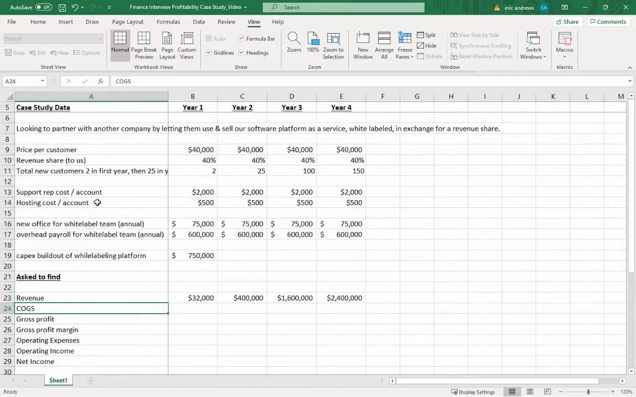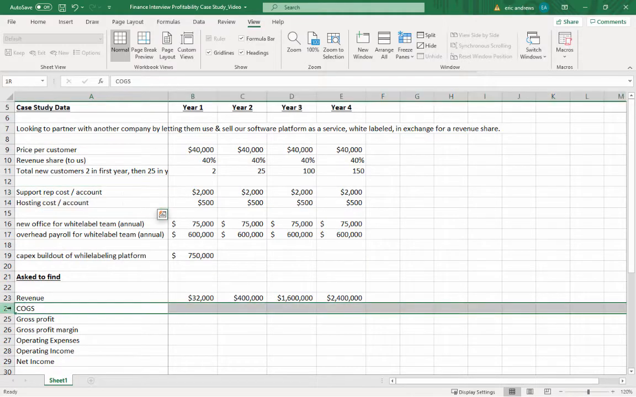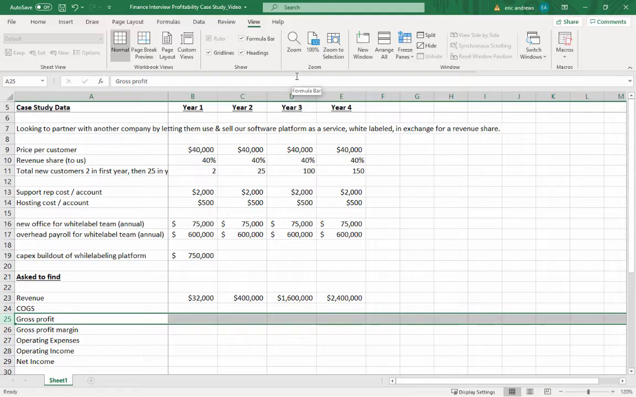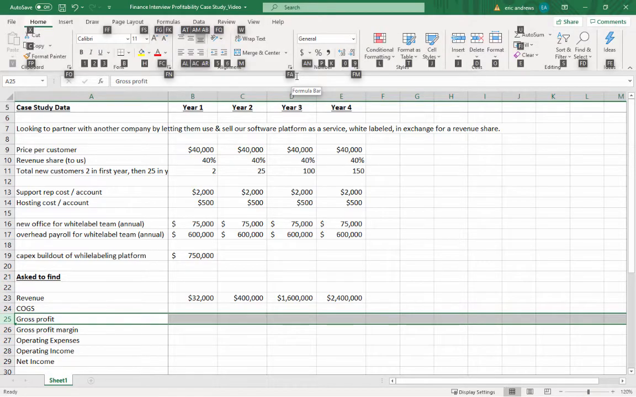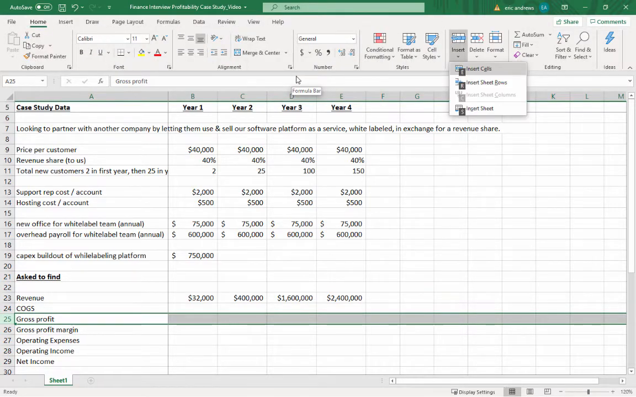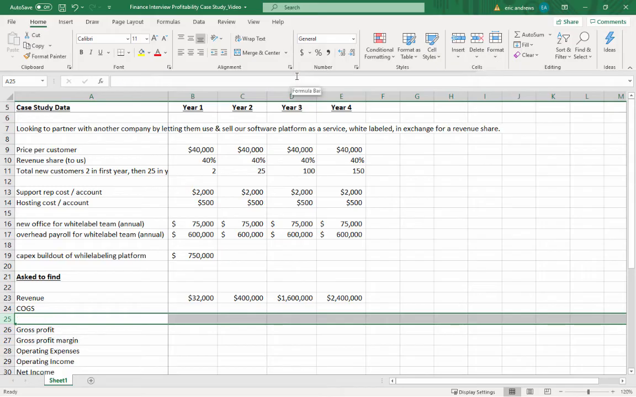Next, we have cost of goods sold. We know it's these two items. And so let's just break that out. I'll show you, I usually insert rows just with the keyboard. Alt, Home, I for insert, and then R for rows. And if you just tap F4, you just repeat the same function.